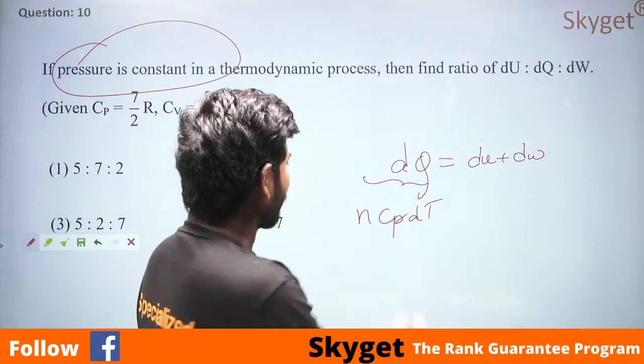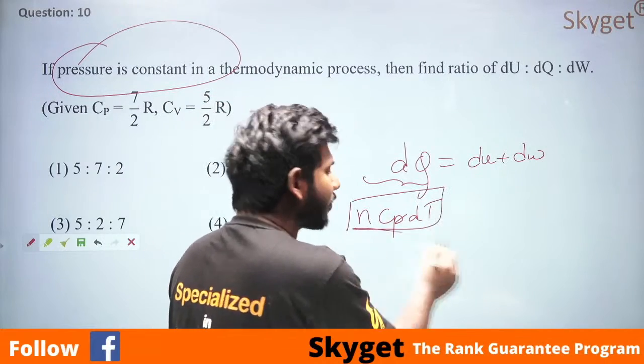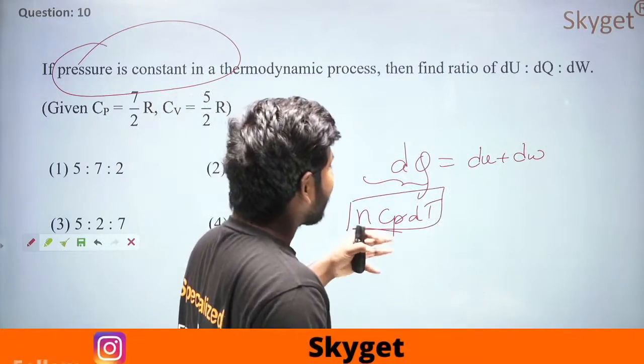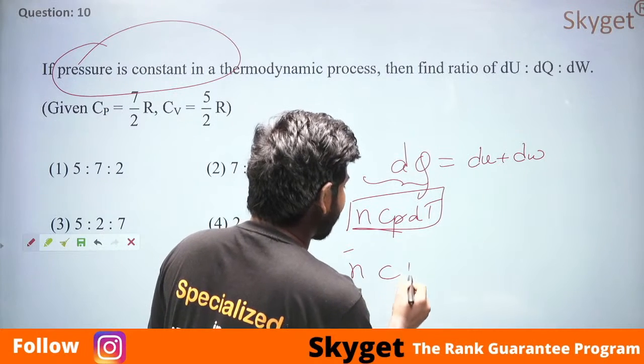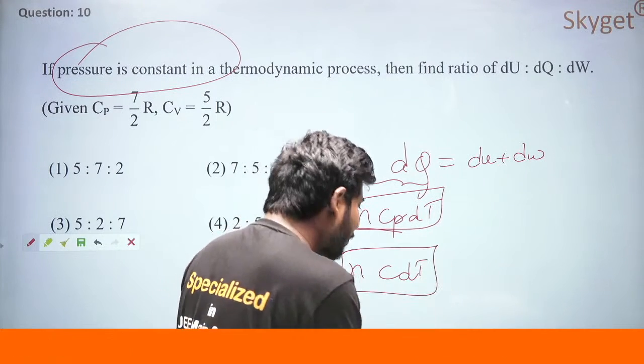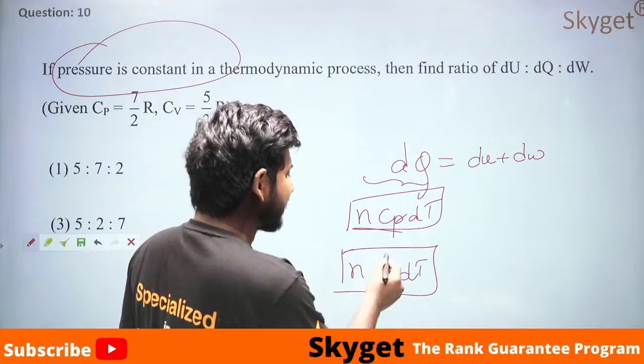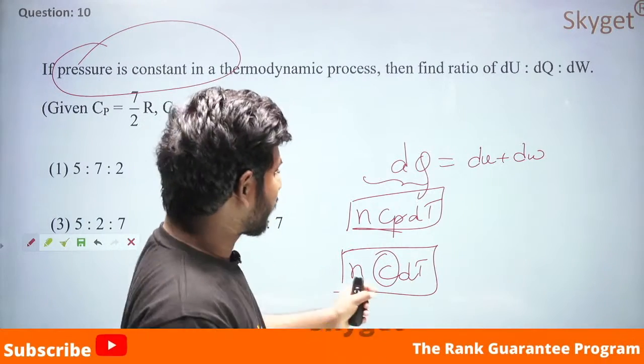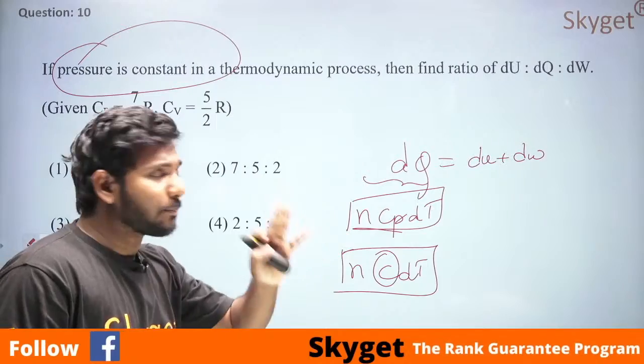nCp dT. This you might have studied. For isobaric, it will be nCp dT. For different processes, nC dT will be the dQ here, students. Depending upon the process, the formula will change. C is the molar specific heat for that particular process here, students.